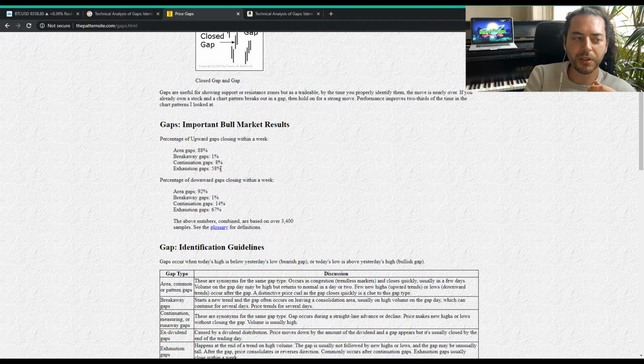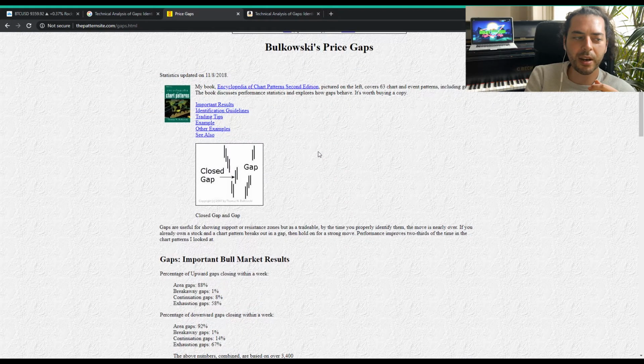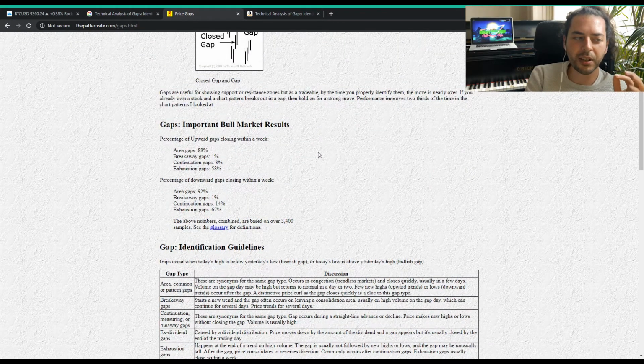Percentage of upward gaps closing within a week. Area gaps: 88%, 1%, 8%, 58%. So we can see 88, 1, 8, and 58 are the statistical probabilities that he's looked at from having studied loads of them. He's looked at lots himself, and he's an authority on this, let's just say.